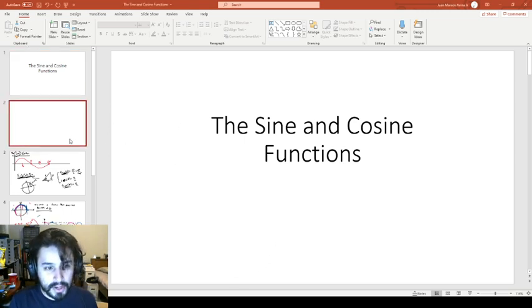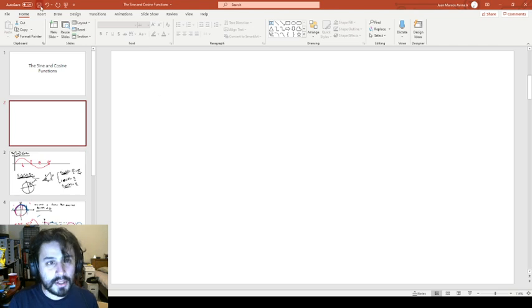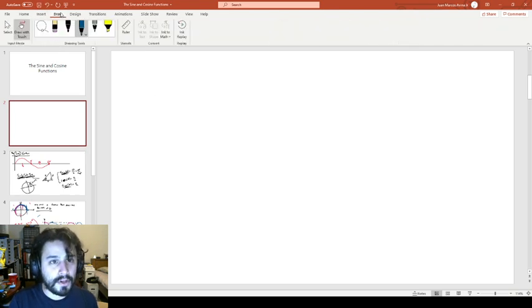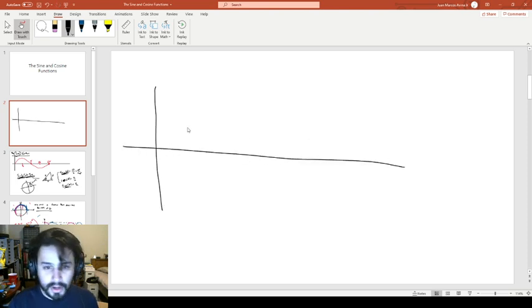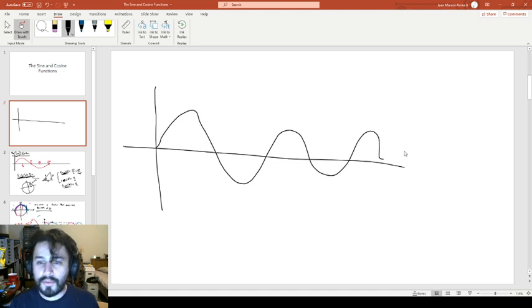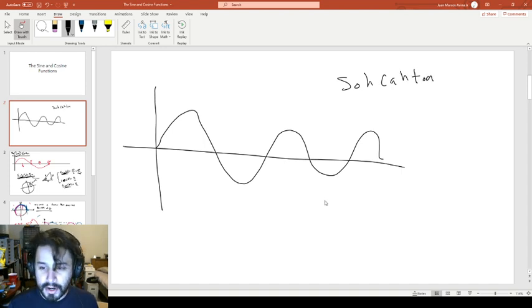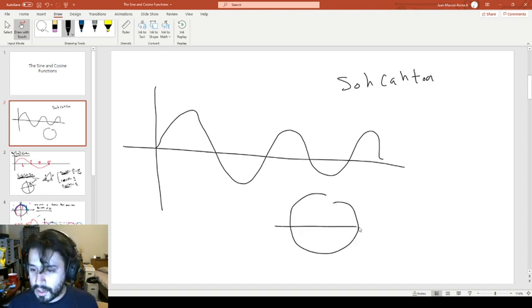So you might recognize sines and cosines as, let me draw here, a squiggly line that repeats forever and ever. You might recognize them as the SOHCAHTOA, or you might recognize it as a unit circle measuring tool that tells you either the y value for sine or the x value for cosine.